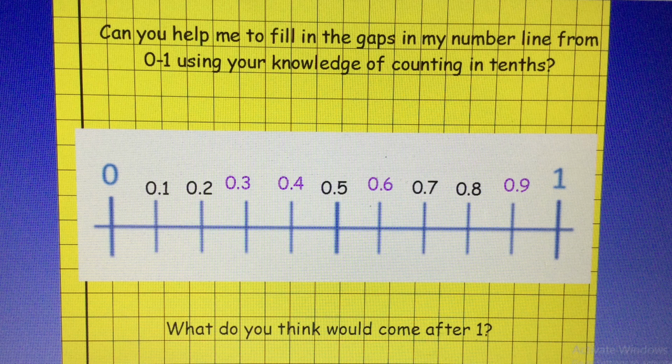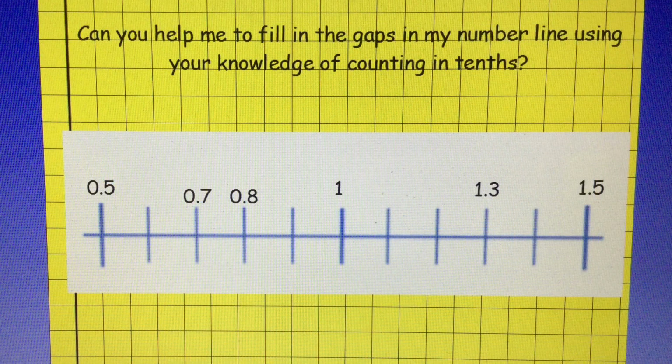Something else that we need to think about is what would come after 1. Pause the video and have a think. What number would come after 1? Did you get it? After 1, we would write 1.1, 1.2, 1.3, 1.4, 1.5, 1.6, 1.7, 1.8, 1.9, 2.